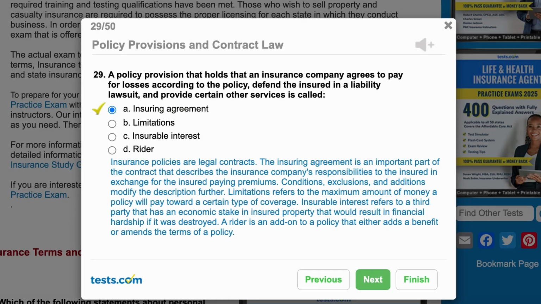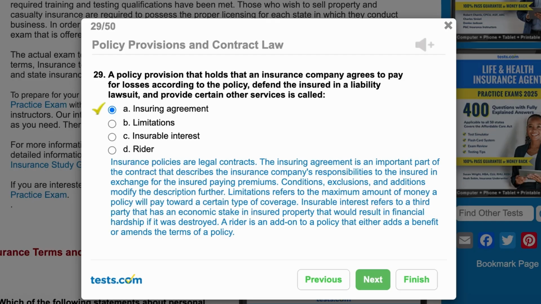A. Insuring agreement. Insurance policies are legal contracts. The insuring agreement is an important part of the contract that describes the insurance company's responsibilities to the insured in exchange for the insured paying premiums. Conditions, exclusions, and additions modify the description further. Limitations refer to the maximum amount of money a policy will pay toward a certain type of coverage. Insurable interest refers to a third party that has an economic stake in insured property that would result in financial hardship if it was destroyed.